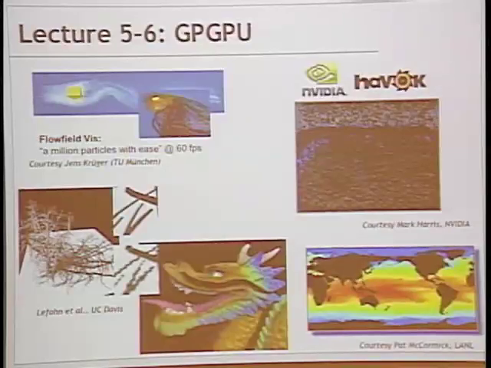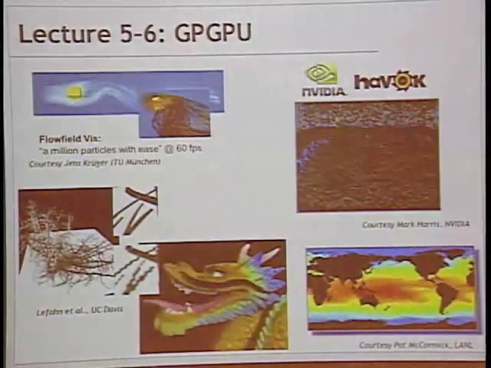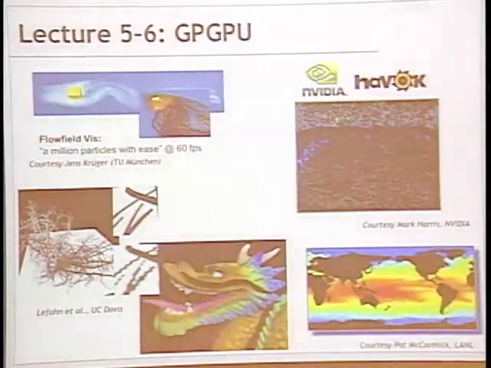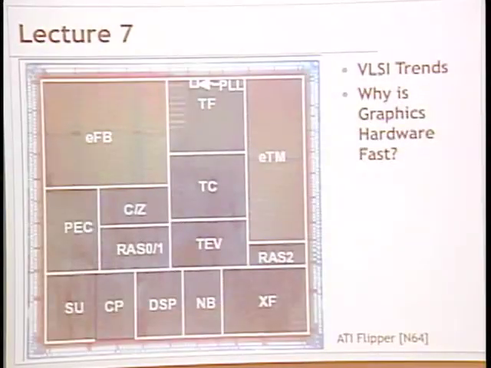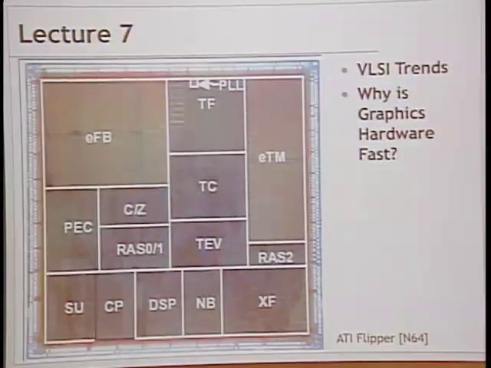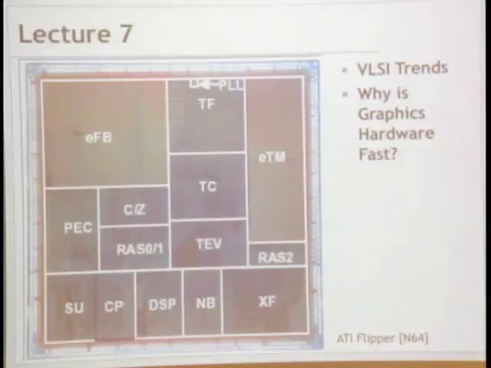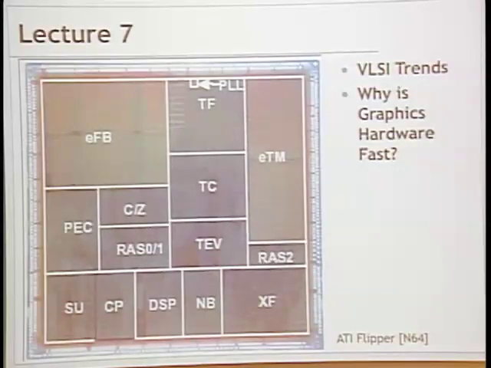I'm going to spend 2 lectures on general purpose programmability of the GPU. How do we use the GPU to solve things that are not graphics? How do we use the GPU as a general purpose processor? This is what my research is on, so I've got lots of things to say, but hopefully that'll be interesting. I'll spend a lecture on the hardware parts of things. Why is graphics hardware fast? What are the techniques that it uses? We'll talk about modern VLSI trends and how GPUs take advantage of those.